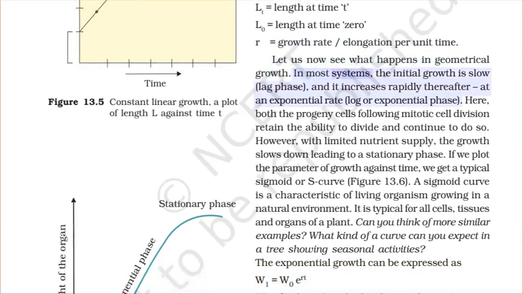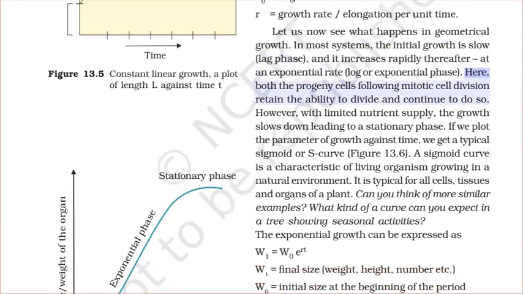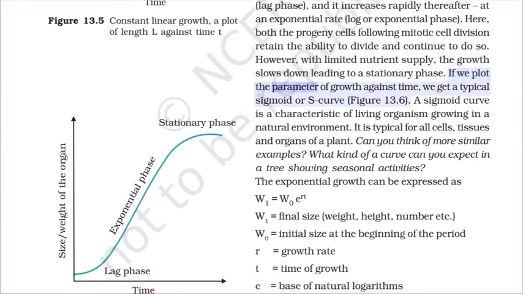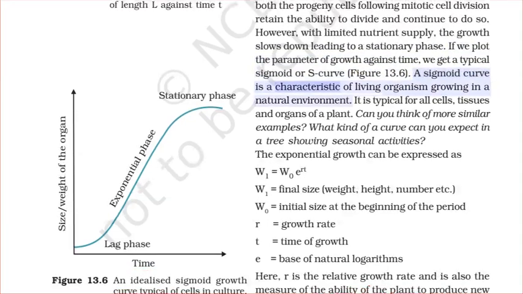In most systems, the initial growth is slow, the lag phase, and it increases rapidly thereafter at an exponential rate, the log or exponential phase. Here, both the progeny cells following mitotic cell division retain the ability to divide and continue to do so. However, with limited nutrient supply, the growth slows down, leading to a stationary phase. If we plot the parameter of growth against time, we get a typical sigmoid or S-curve. A sigmoid curve is a characteristic of living organisms growing in a natural environment.